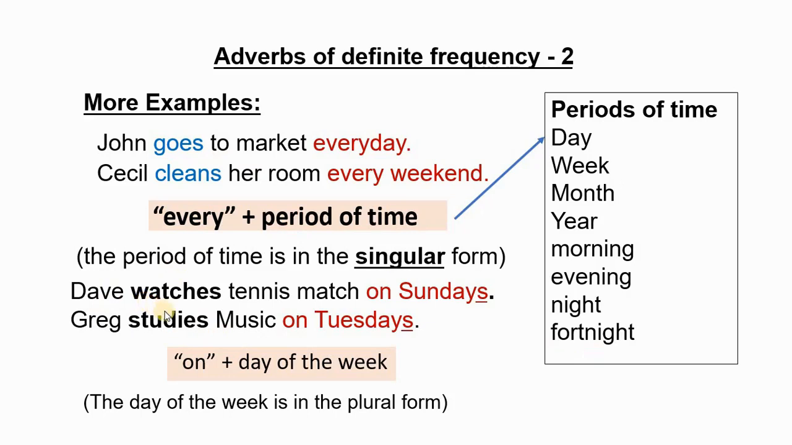Dave watches tennis match on Sundays. Greg studies music on Tuesdays. Again, example, Dave watches tennis match on Sundays. Greg studies music on Tuesdays. So here the form is the word on and then the day of the week. And very important, the day of the week is in the plural form. So on Sundays, on Tuesdays.